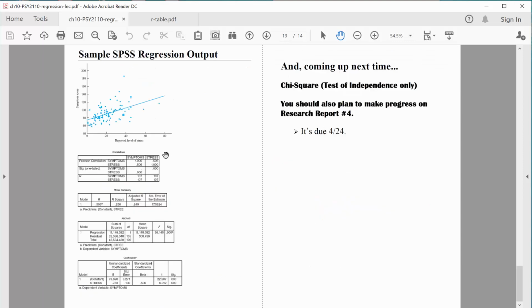On the next page of our handout, you see some sample SPSS regression output. Because it's not easy for everybody in our class to run SPSS from their computers at home, we will be doing a regression analysis using Excel. That's for research report number 4.